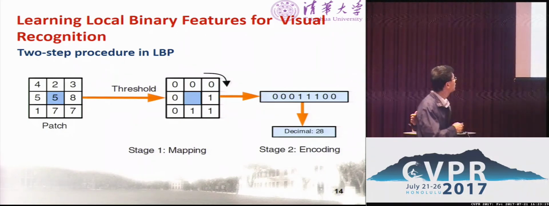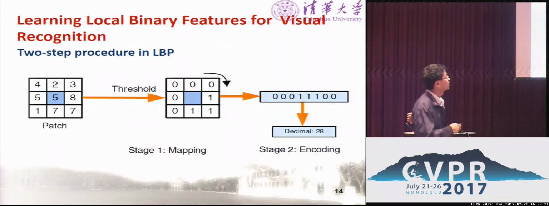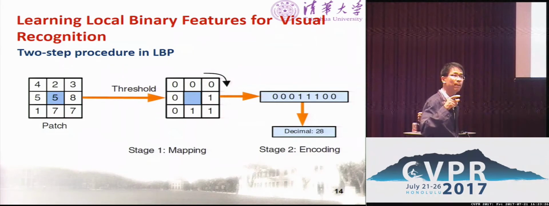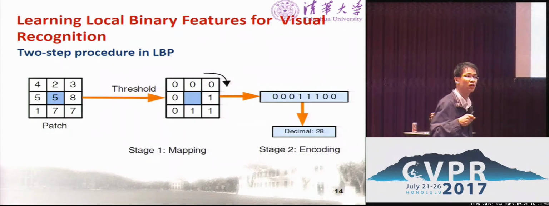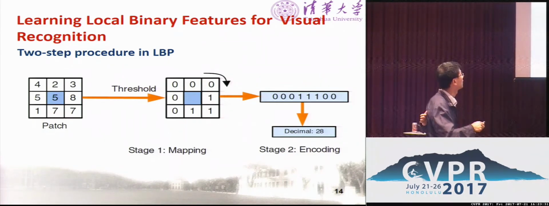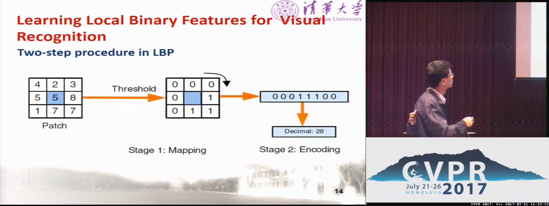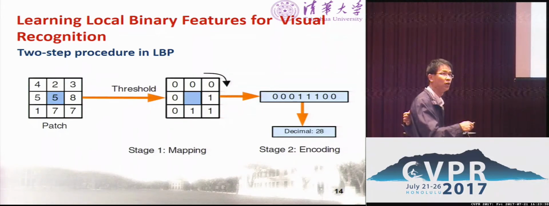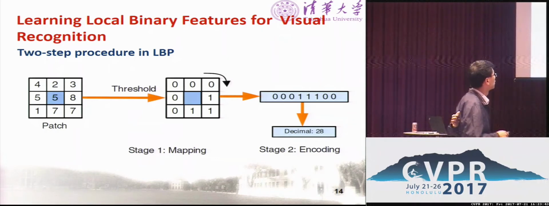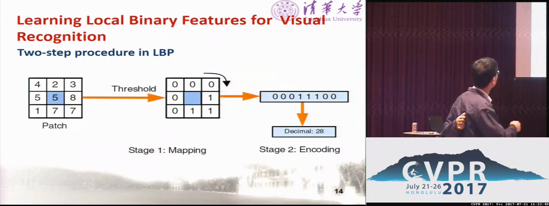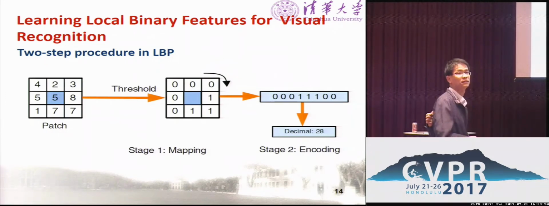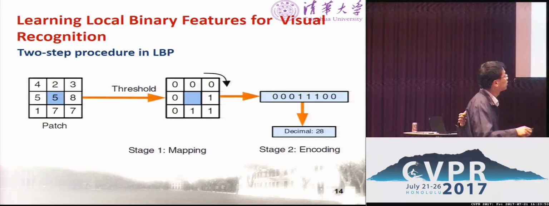First, for this part, we consider it as a mapping stage. Even though there is no learning procedure or no learning steps in this procedure, we can find it because the thresholding operation in this step is very simple. We just compute the difference between these elements together. So we consider the first part is feature mapping from pixel values to the binary code value. The second part we consider as feature encoding.